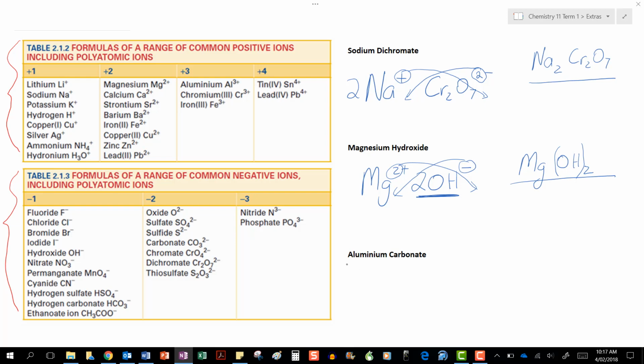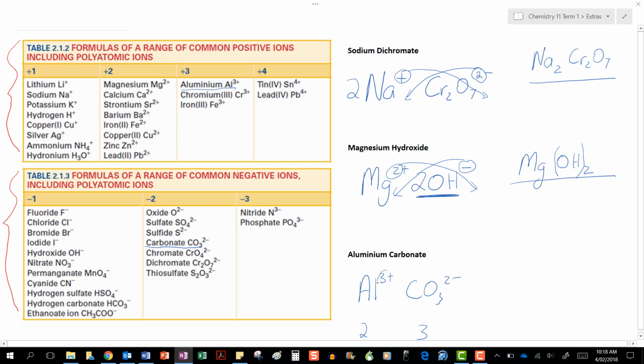One more example, aluminium carbonate. We can see from our table up here that aluminium is Al3+. Carbonate from our table here is CO3 2-. Now if we were going to try and neutralize these, we've got 3+ and 2-. So we'd end up with an extra plus. So what we really need to do is we need to say, well, we could have 2 of these, which would take that to 6+, and 3 of these, which would take this to 6-. 6+, 6-, and we're neutral.